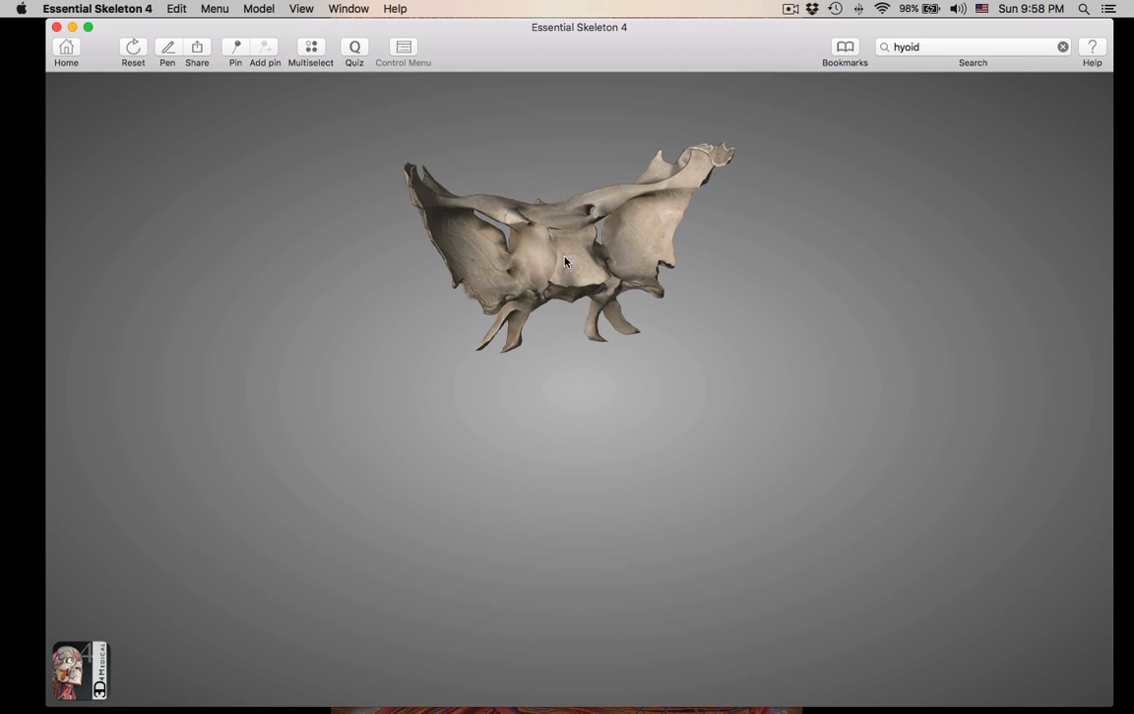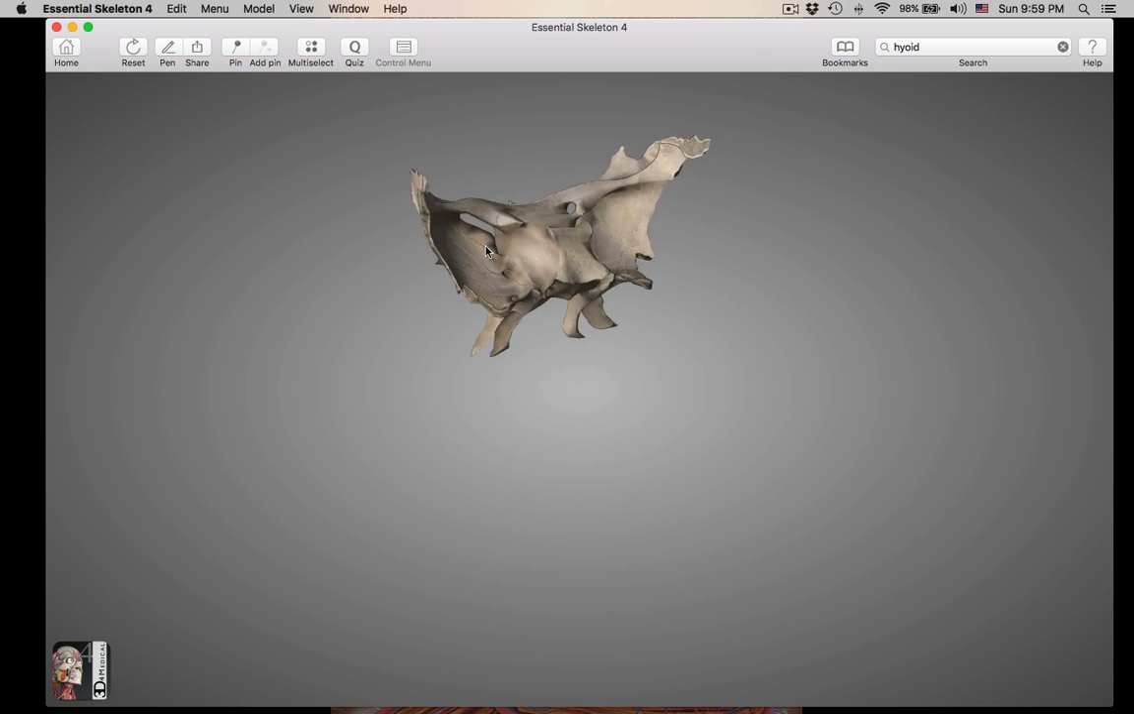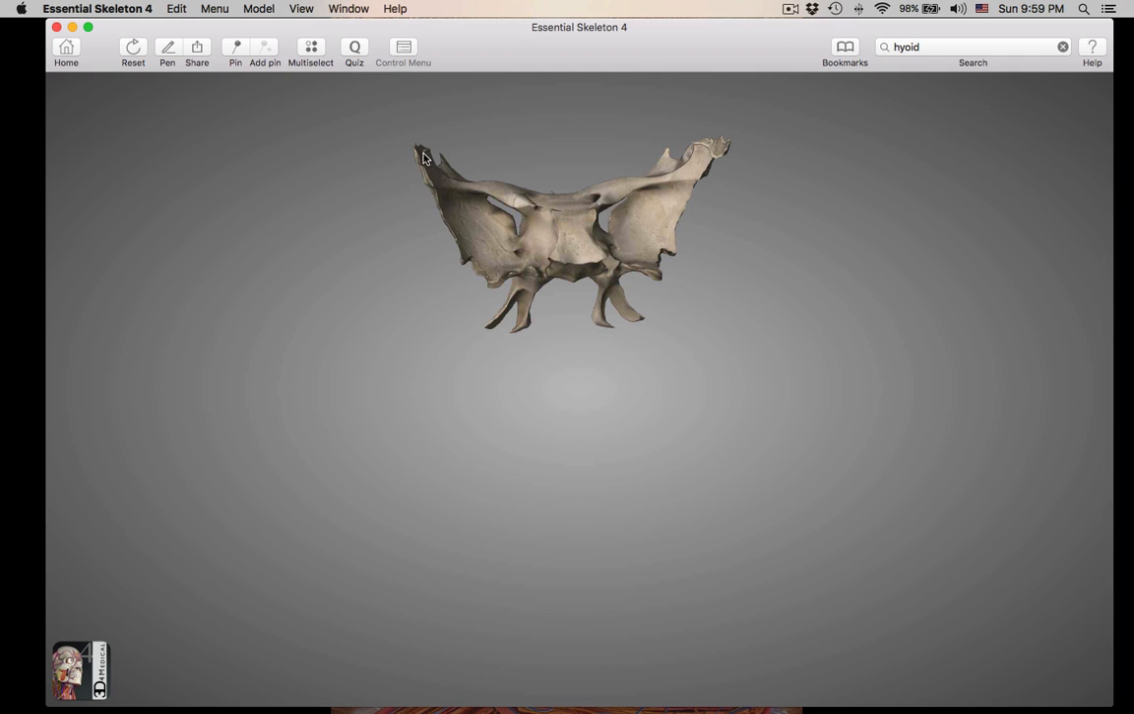Now if you look at it this way, here is the lesser wing right here. You can kind of see where the optic canal goes through the lesser wing. This is the greater wing coming up. The greater wing goes to the outside of the skull here. So the greater wing, the lesser wing, and here are the feet sticking out. This is the pterygoid process.